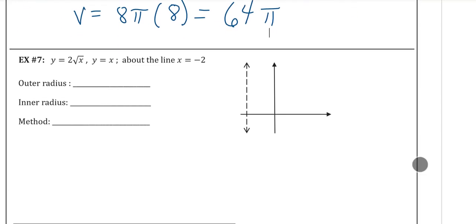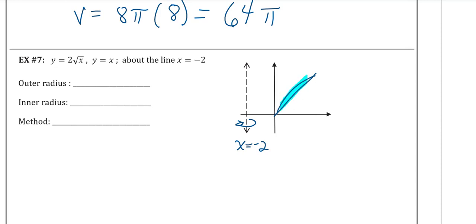Okay, next example, we now have a negative x for our axis of rotation. So this is at x equals -2. And we have the function 2 times the square root of x, which will look like this. And we also have the line y equals x, which is like that. So our region is just that shaded area in there.